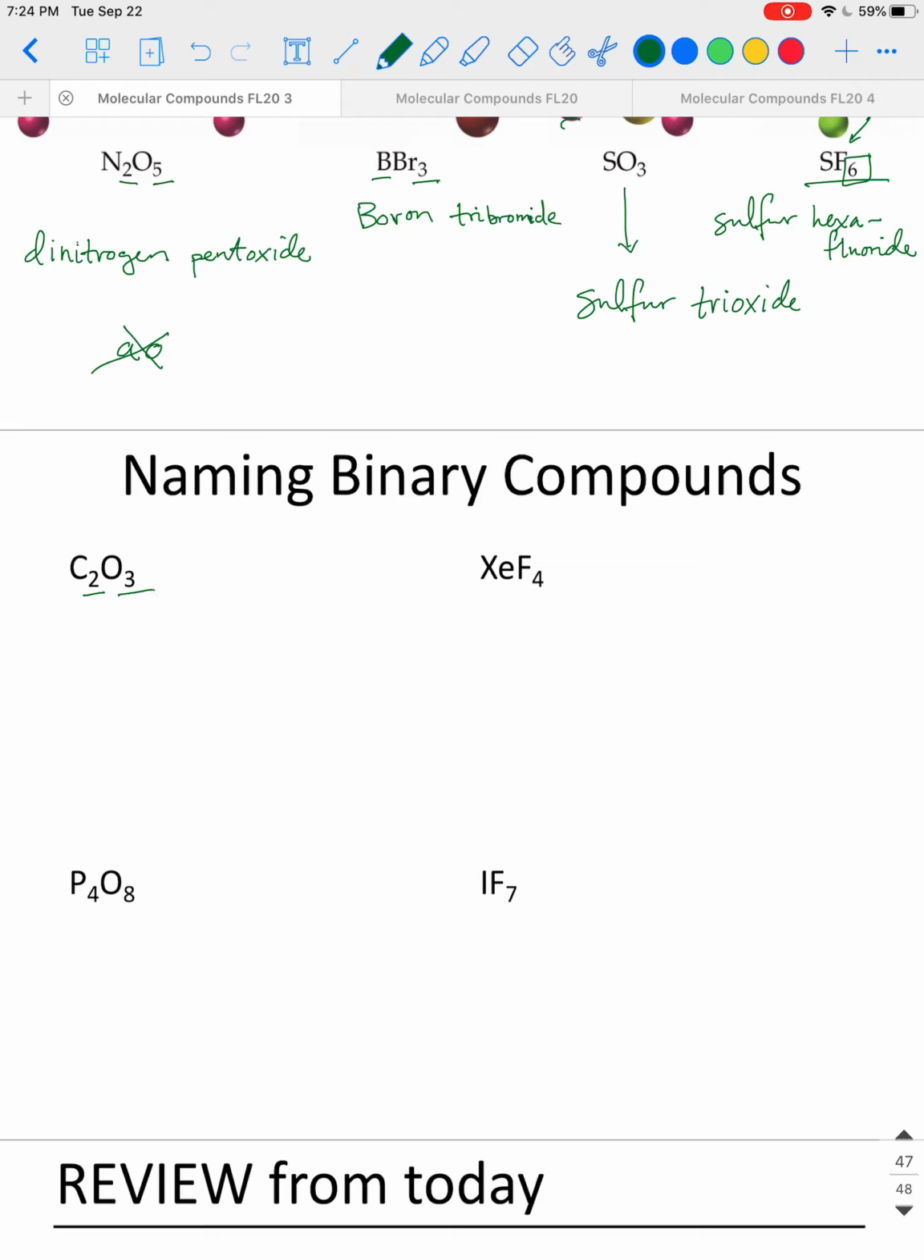We have 2 carbons, 3 oxygens. Now, because we have 2, we do need to put the prefix, so it should be dicarbon trioxide. Can you try this one over here, XeF4? I'm going to give you a minute to do it. Go ahead and pause the video and write it. Okay, assuming that you've tried it yourself. Xenon. And we don't write mono, it's just xenon. And then the prefix for 4 is tetrafluoride.